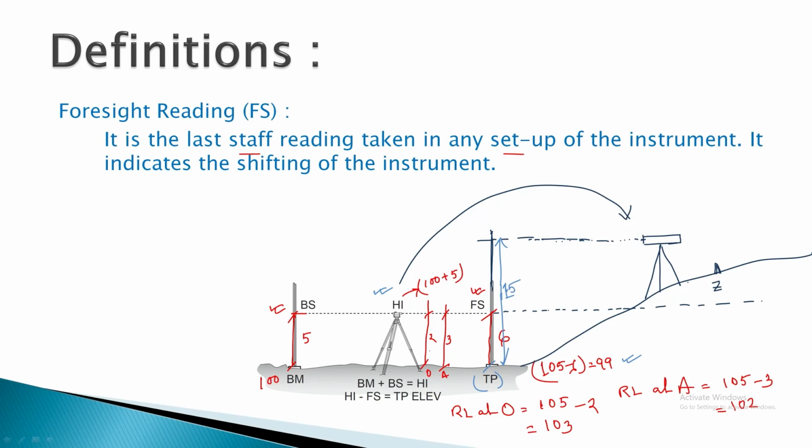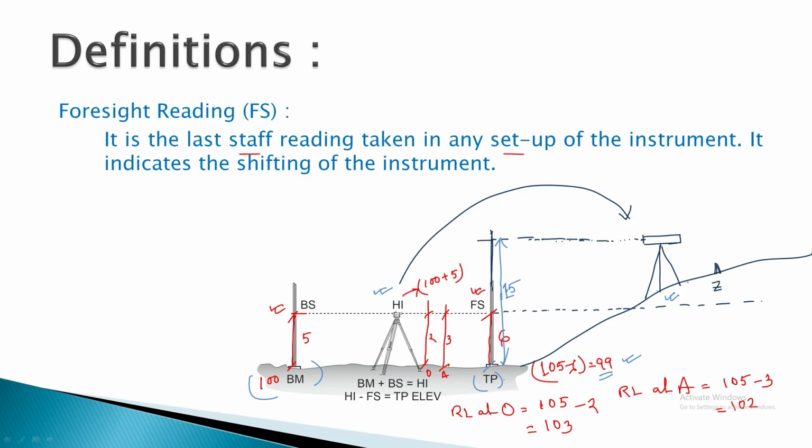Similarly, if you consider this 99 same as this point, this is also the backside reading. Now for this new instrument station, the backside reading is this one, right? So you just consider the same thing that we have considered initially. Initially we considered the benchmark, the RL of benchmark is 100. So this point TP is also a secondary benchmark, because we have already determined the RL value, that is 99.